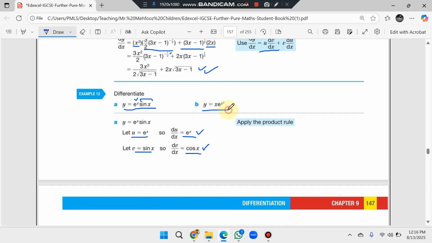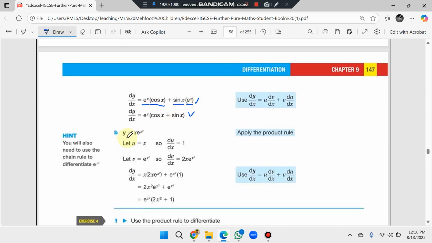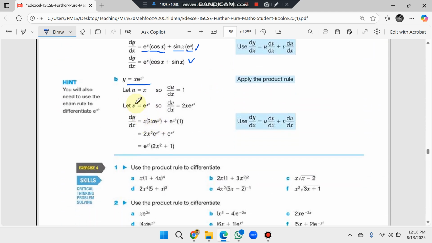Again, the second part is x times e raised to the power x square. Now this is your function, and the first function is u, that is x, and the second function is v, that is e raised to the power x square. And you can see that the derivative of first function will be 1. The derivative of second function can be found by the chain rule, right? So it becomes e raised to the power x square as it is, and now the variable is x square, what is the derivative of x square?